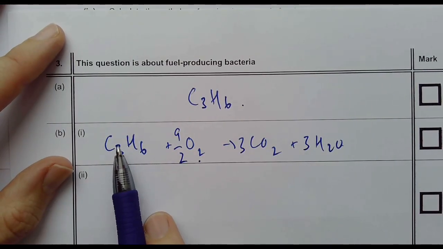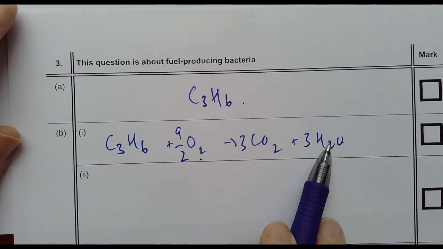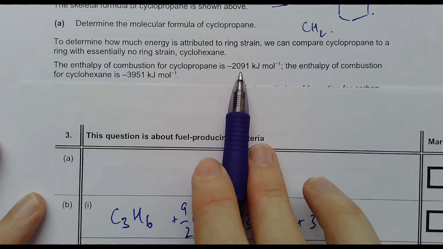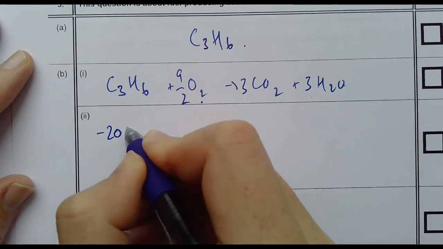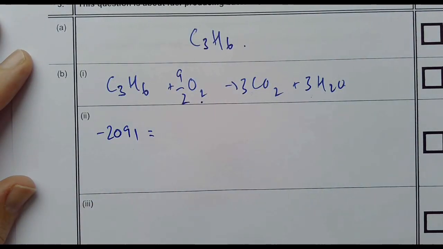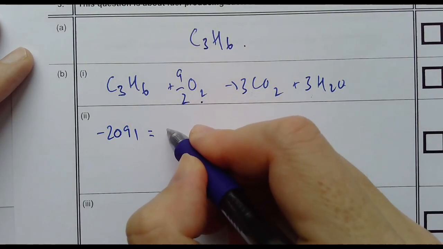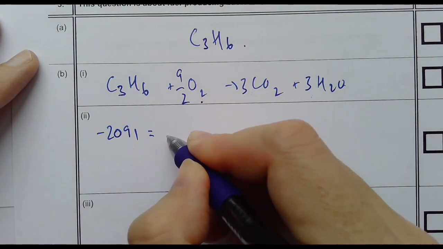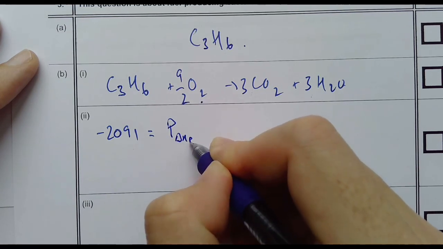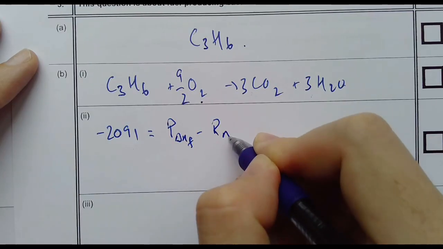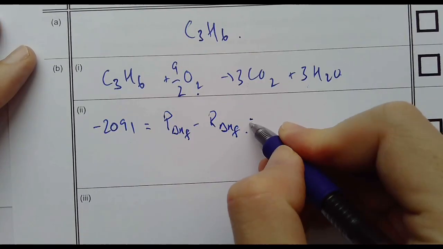Then calculate the enthalpy of formation of cyclopropane. So we want to know the enthalpy of formation of this thing here. We're told that this reaction, which is the combustion reaction, is minus 2091. So I'm just going to write here minus 2091, and then I know that that is going to be equal to the enthalpies of formation of the products minus the reactants. So it's going to be product delta Hf minus reactant delta Hf. Okay, just straightforward Hess's law. So then I can write that in.